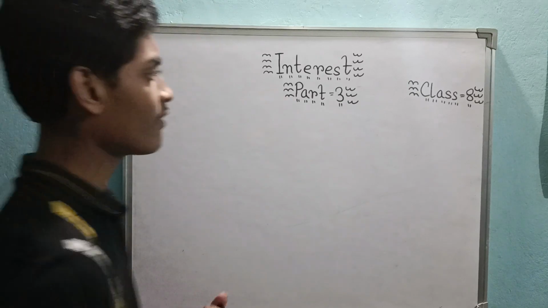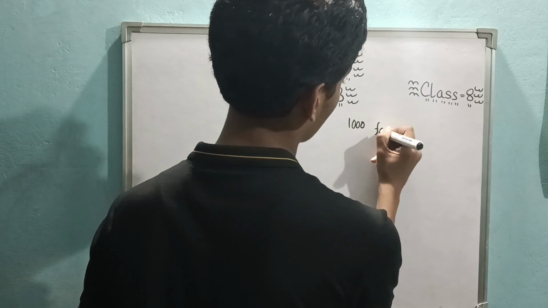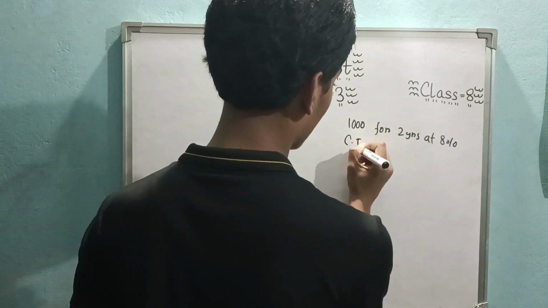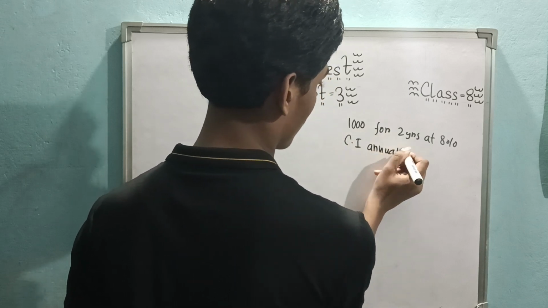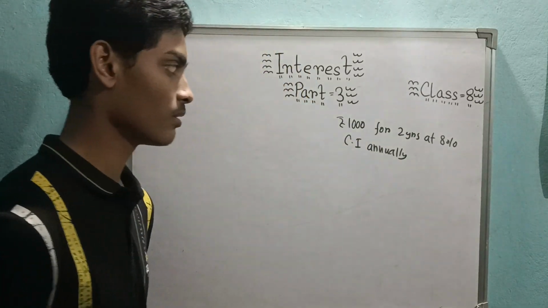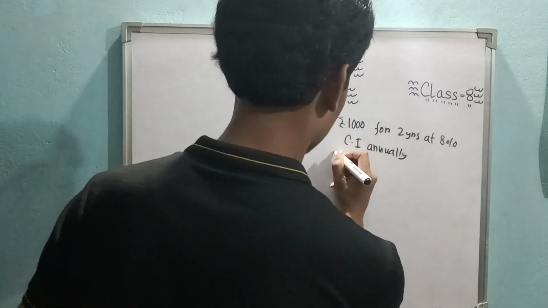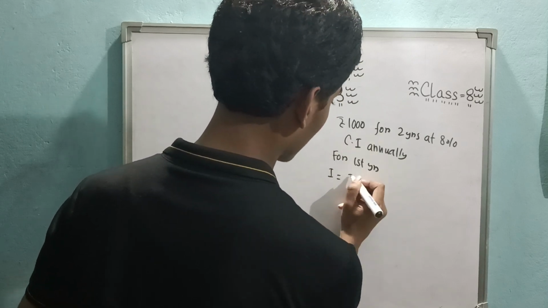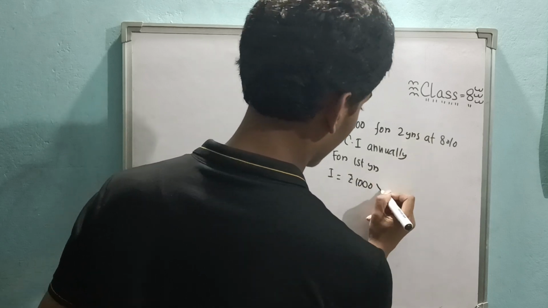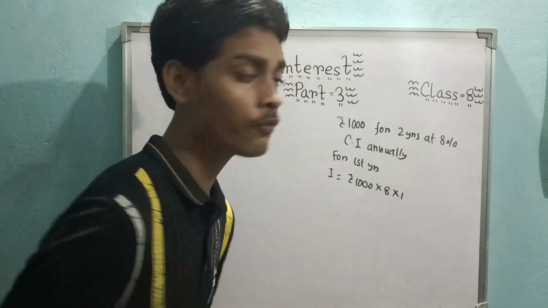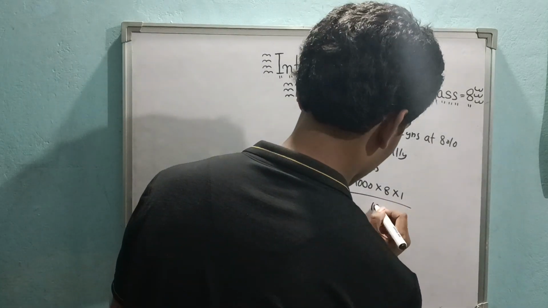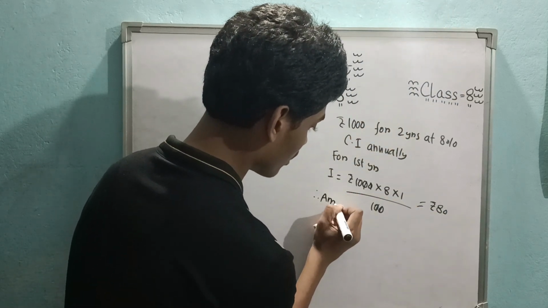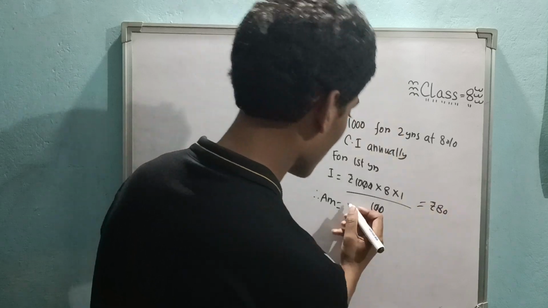Suppose anyone asks you: 1000 rupees for 2 years at 8% compound interest annually, calculate the compound interest. What are you going to do? See this, I am just solving the sum for the first year. Interest equals principal 1000 into rate 8 into time 1, because it is for the first year, divided by 100, rupees 80. Amount equals principal plus interest, 1080.